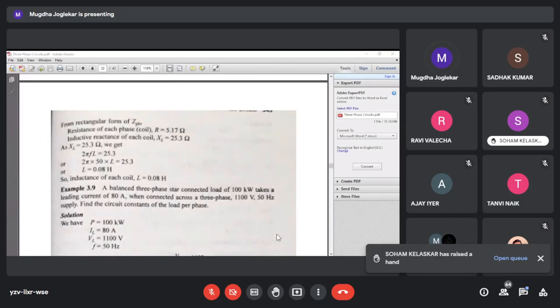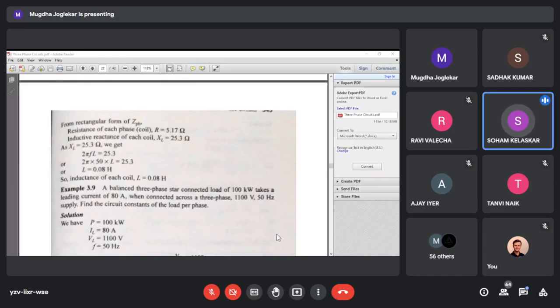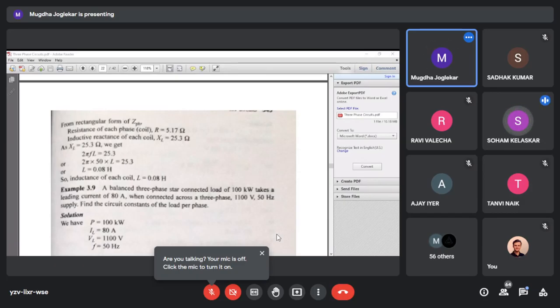Yes, Soham. Ma'am, how is this line voltage in this case? How is this line voltage, VL? 1100 volt. No, in other questions, it was VH, no?